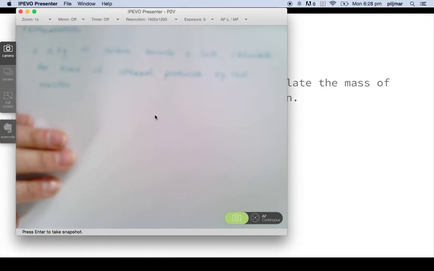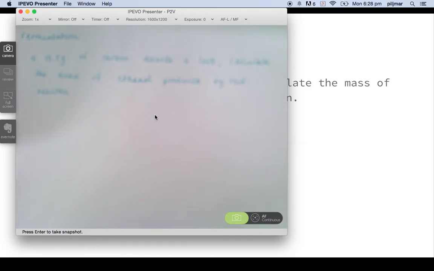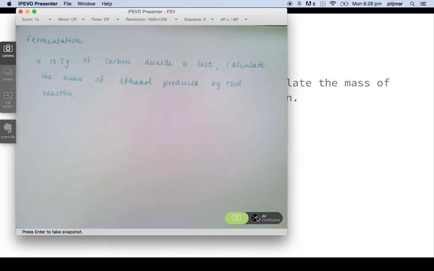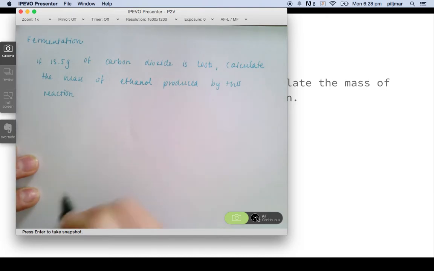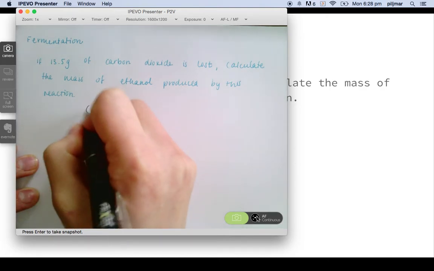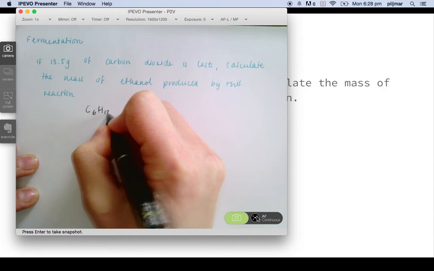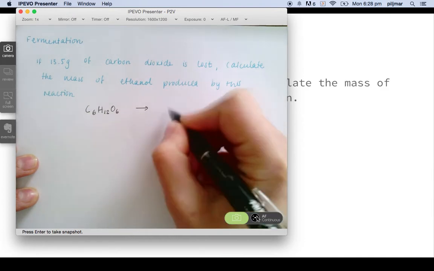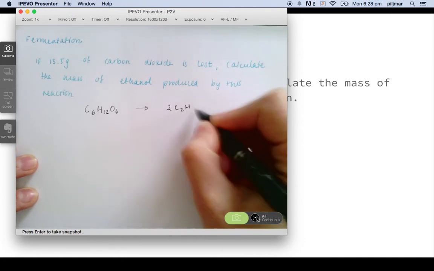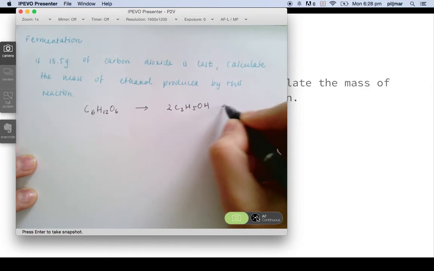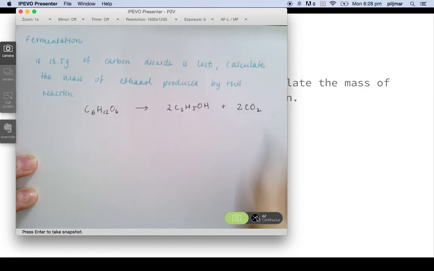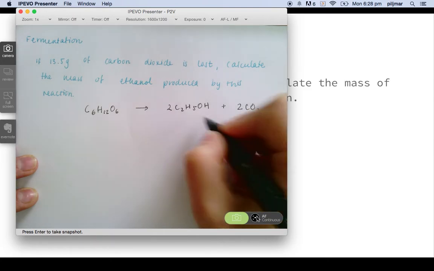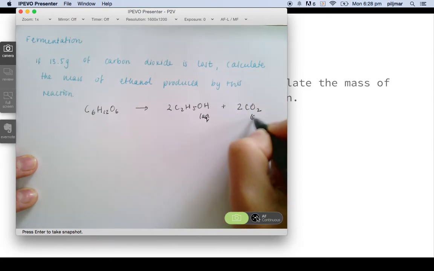on a piece of paper. So we've got 13.5 grams of carbon dioxide. So our first step was to write the chemical equation. So I'll write it again on paper. C6H12O6 reacts to form ethanol and carbon dioxide. So we know this is aqueous and we know this is gas.